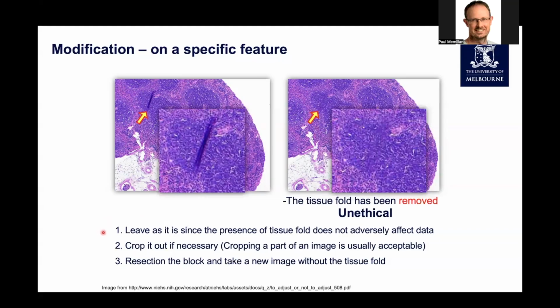What they could have done here is leave it, if the fold in the tissue is not adversely affecting the analysis of the data. If it's not affecting analysis of the data, you could also potentially crop it out. Ideally, what you should probably do is go back to the block that you've got, resection that, stain it, and image it without the fold sitting in the image.